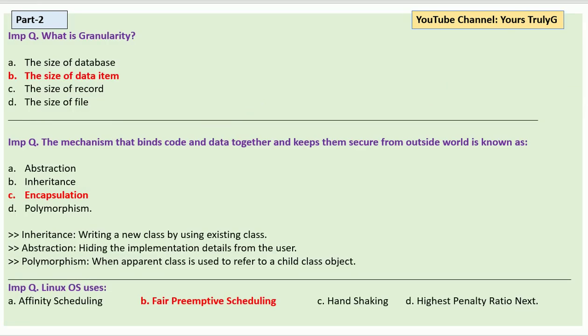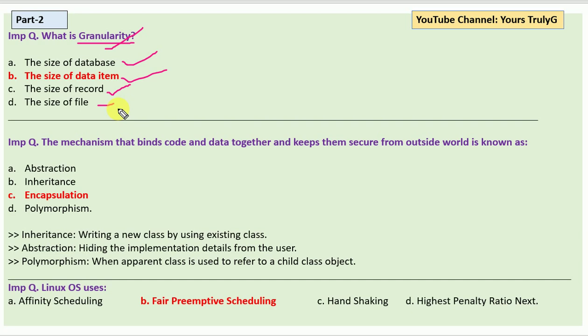The next slide is again related to the database. It is a simple term, but a very important one. Many times, granularity has been asked in many competitive examinations. First of all, you have to understand what granularity is. Let's discuss the four options: the size of database, the size of data item, the size of record, and the size of file.